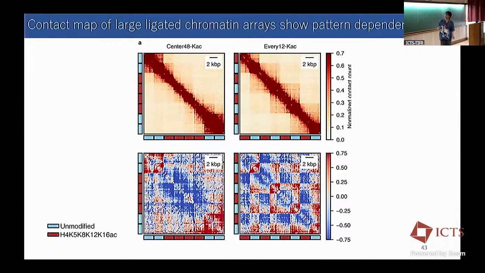Here the 96-mers have different blocks of designed modifications. These blue regions correspond to the unmodified histones, and the red regions correspond to the acetylated histones. You can see that depending on the design of your chromatin, the 3D contact map structure is significantly different. And for this zigzag kind of pattern, you see a nice checkerboard pattern, which is predicted by theory as well.